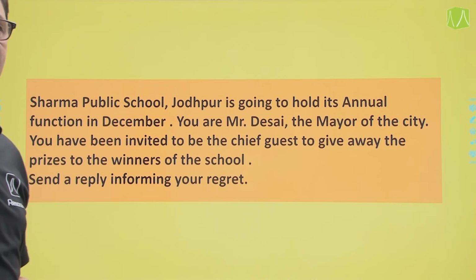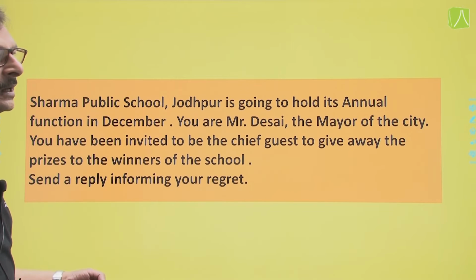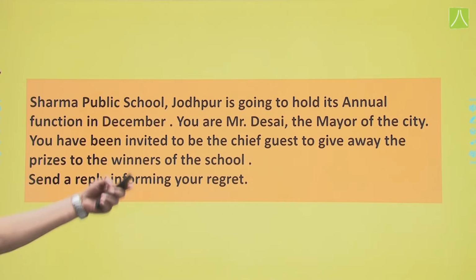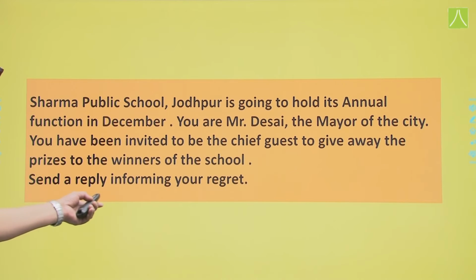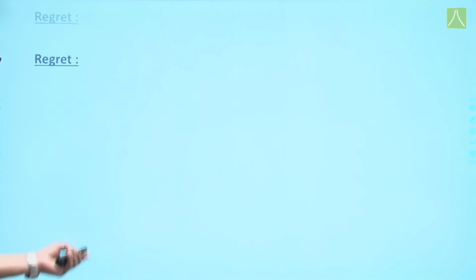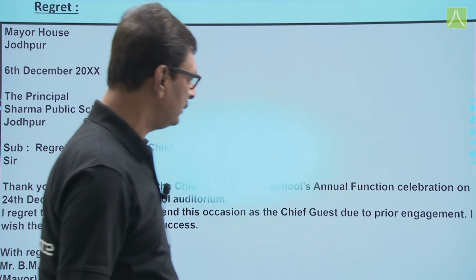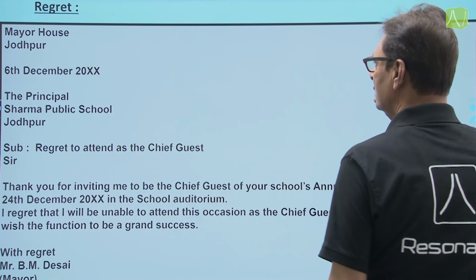किसी कारणवश मिस्टर मेयर उस फंक्शन को अटेंड नहीं कर पाएंगे. शर्मा पब्लिक स्कूल जोधपुर is going to hold its annual function in December. You have been invited to be the chief guest. Send a reply informing your regret. Now इसका solution कैसे लिखोगे? One simple way, write in this way in the box.